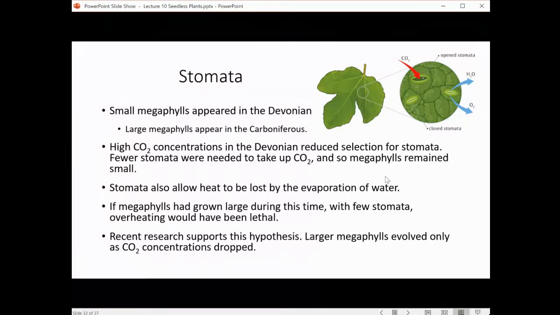Because there were fewer stomata, overheating would have happened if the megaphylls had gotten too large. Remember, the bigger the leaf, the more light you're going to catch. The more light you catch, the more heat is going to build up, right? So if you have few stomata, this could lead to overheating. So this is a leading hypothesis as to why leaves remain small at this point in evolutionary history. Okay.